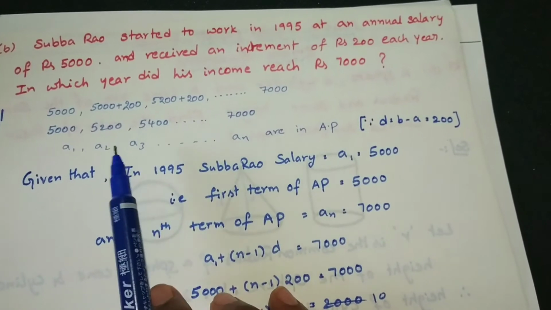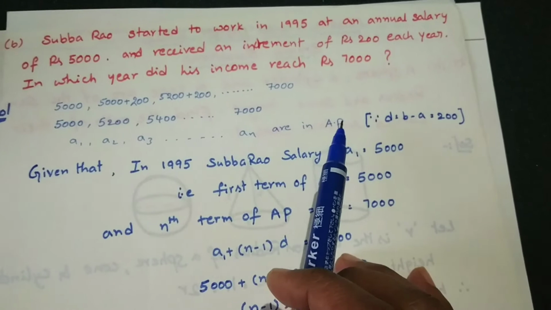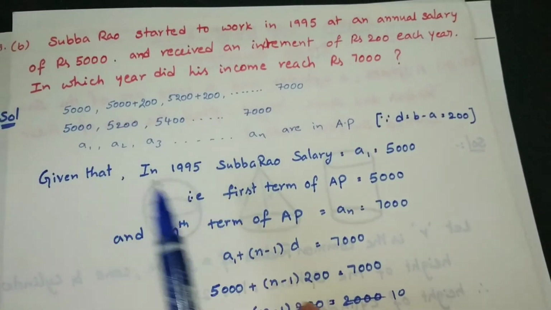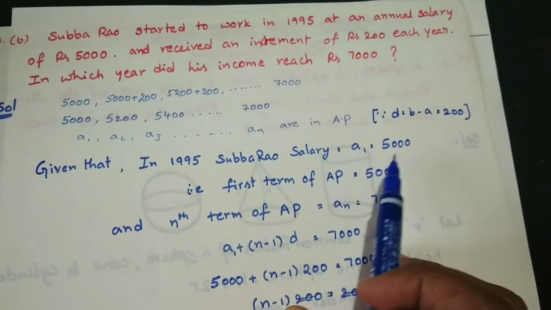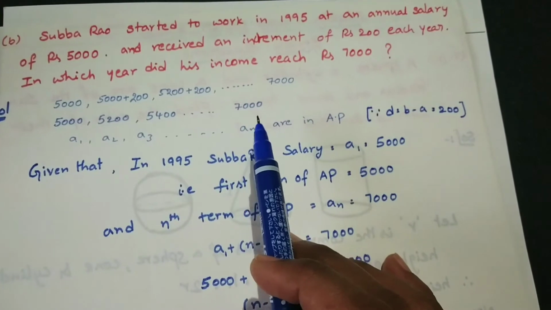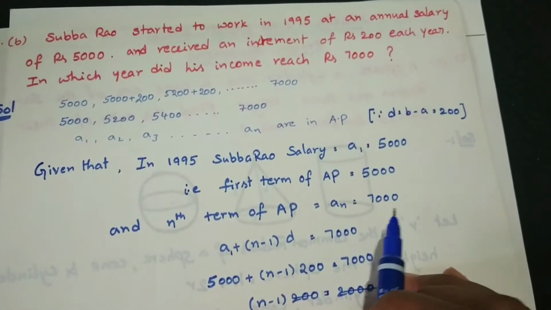So the series A1, A2, A3 and so on up to AN are in arithmetic progression. The first term is the first initial salary, that is A1. A is equal to 5,000, I wrote. The first term of the AP is 5,000 and the last term, the nth term, is equal to 7,000, I wrote here.